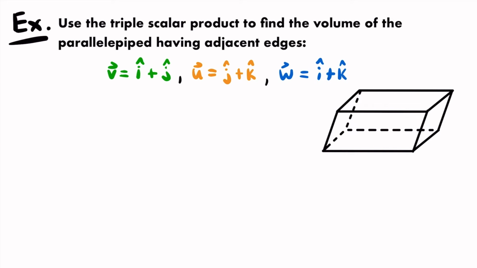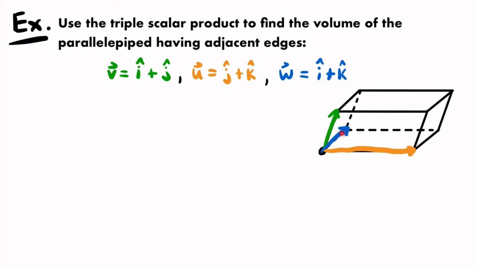All right, so here's what I mean by that. If we use this vertex as our starting point, maybe this would be vector v, this is vector u, and this is vector w. This is what it would look like for these three vectors to be the adjacent edges of a parallelepiped. And so by using these three vectors, we can calculate a triple scalar product which will represent the volume of this parallelepiped.